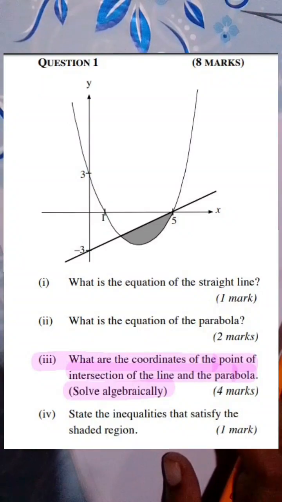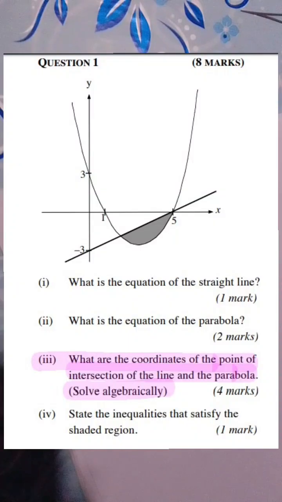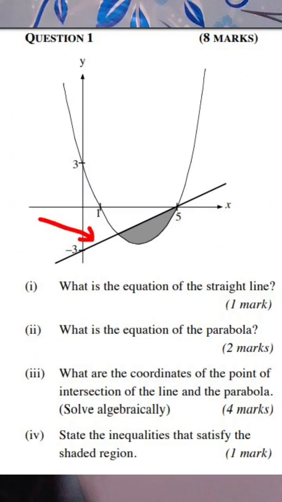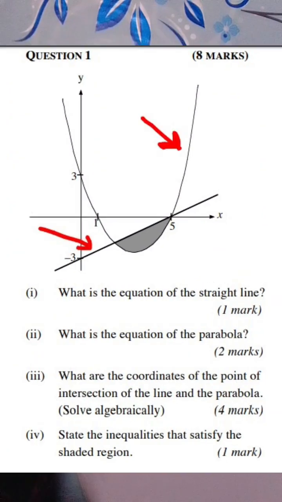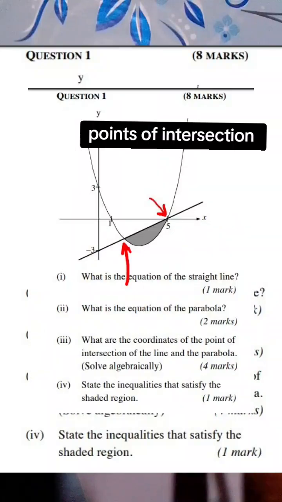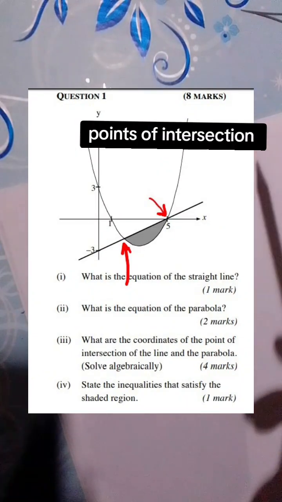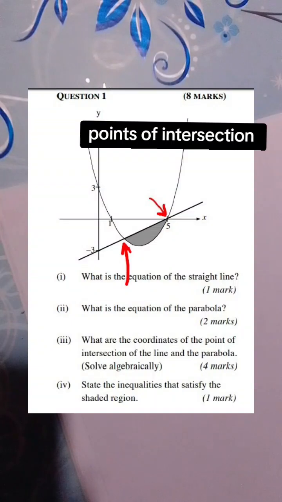Here now we are going to answer the highlighted question, Roman numeral 3, which reads, what are the coordinates of the point of intersection of the line and the parabola? Looking at the diagram, we have two lines, a straight line and a curved line, or the parabola, and they have 2 points in which they are intersecting. So we are going to look at the points of intersection now.